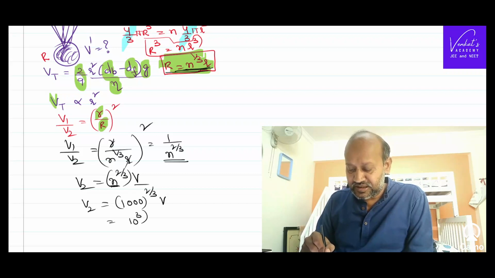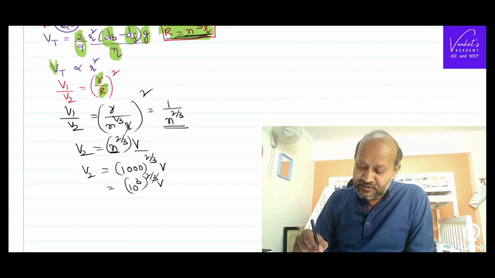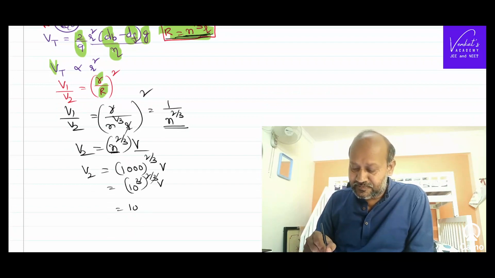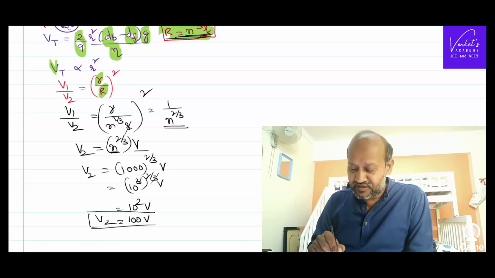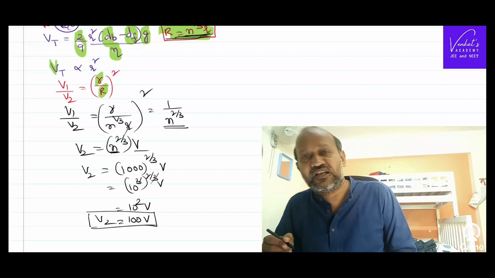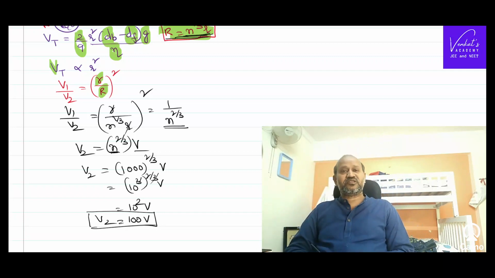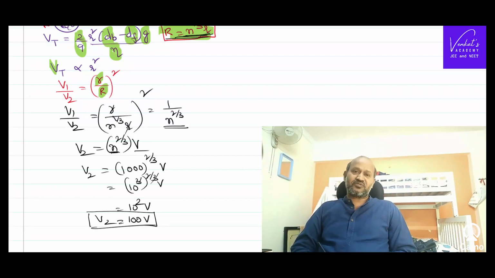1000 can be written like 10 cube, power of 2 by 3, into v. This cube and cube will cancel. That is 10 square v, that is 100 v. So if the small drop is having a velocity v, the big drop will have a velocity of 100 times that v. That's how we need to solve this problem.